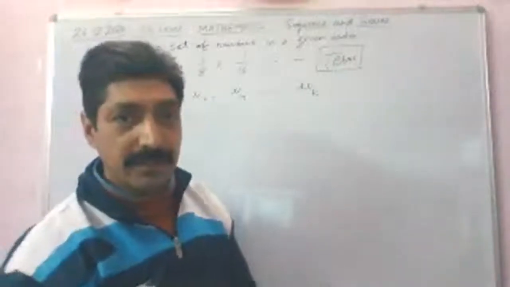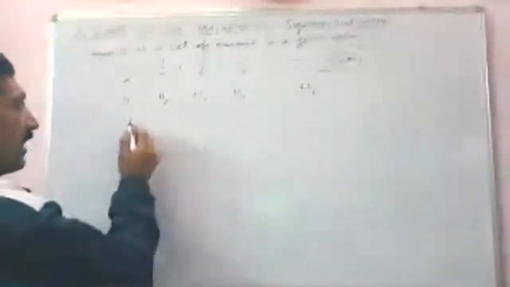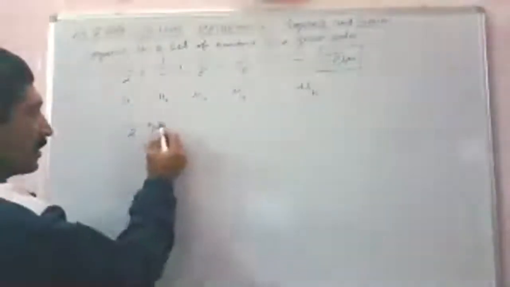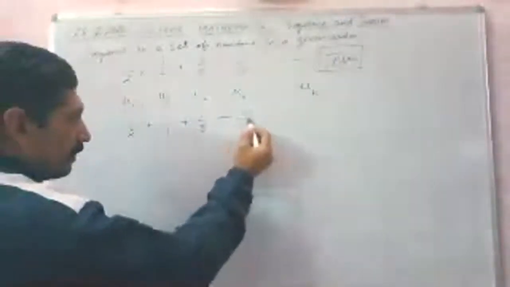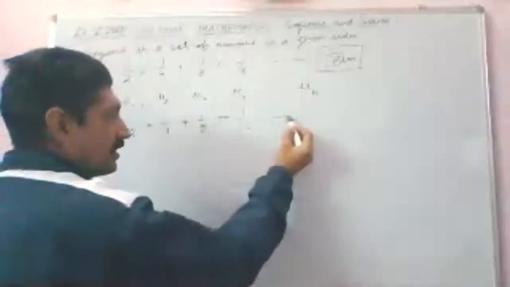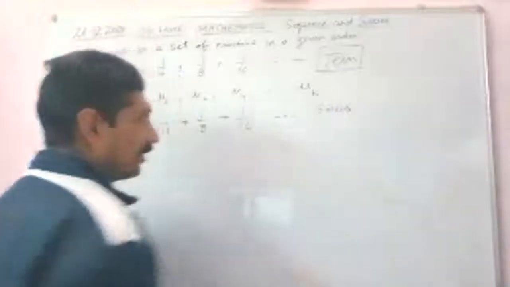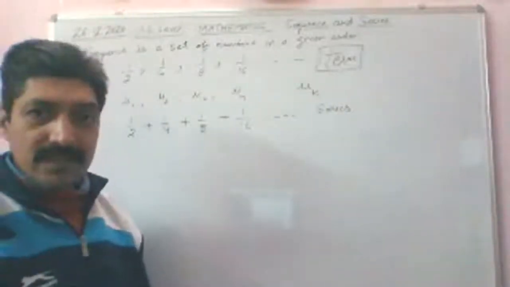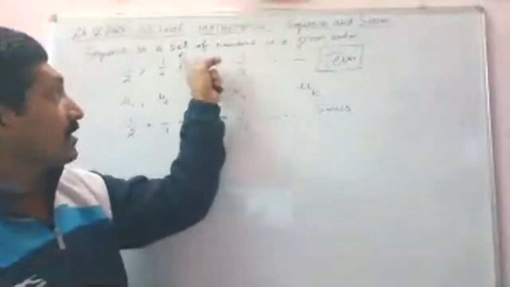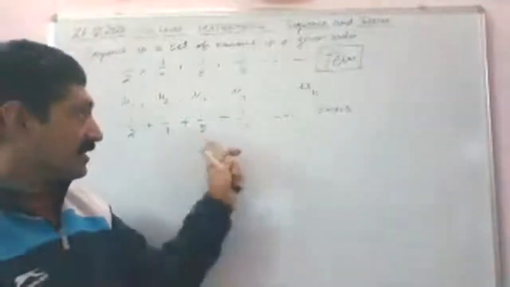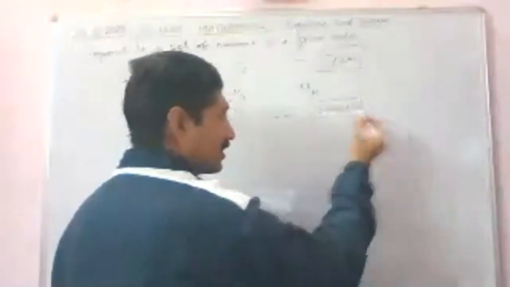Okay. Now, what is the difference between sequence and series? When we add all these, suppose we have 1 by 2 plus 1 by 4 plus 1 by 8 plus 1 by 16, and so on, then this is called a series, right? In a sequence, there is a set of numbers in a given order, and their sum is called the series, right?